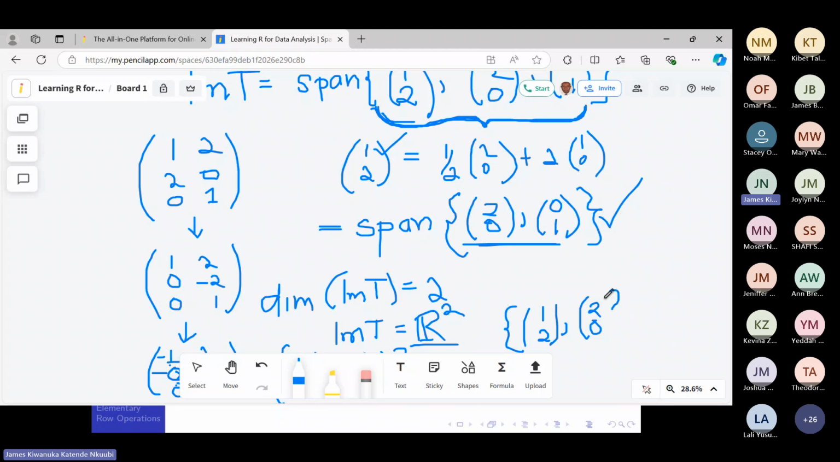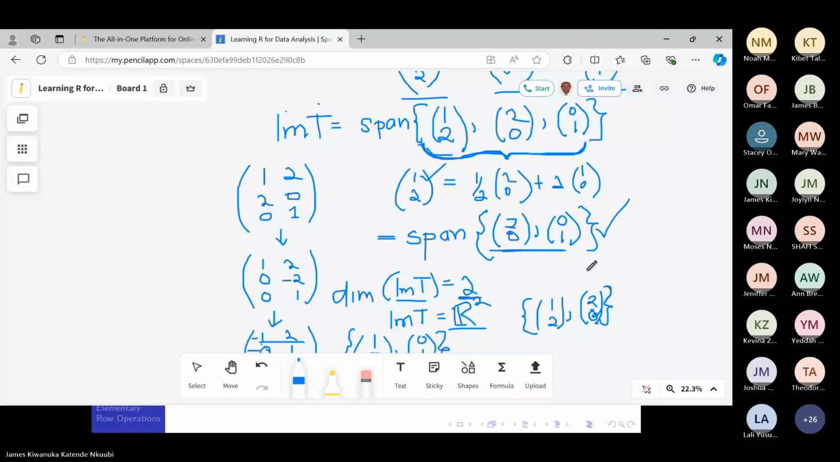So all these are different bases, but all of them have exactly two vectors. And therefore the image of T doesn't change either. You don't need to find all of them, you just need to find one basis. Once you find one basis, that's enough, because any other basis you find will not be bigger, it won't be smaller. It will just have exactly two vectors.